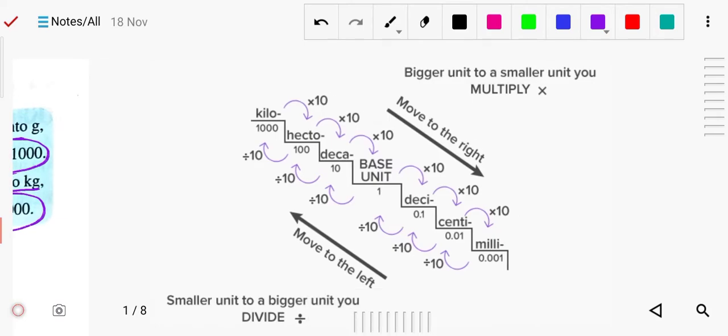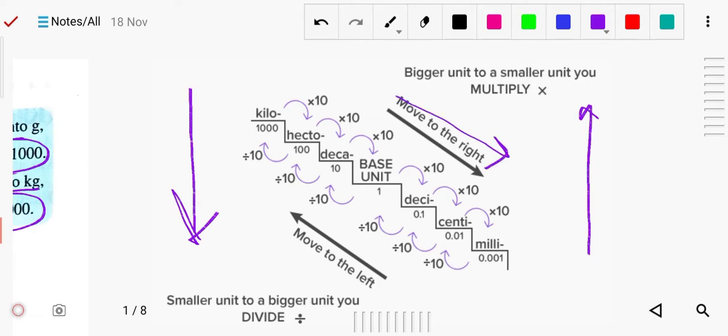When you are coming from up to down, means higher to lower, you multiply. On this side we are multiplying. If we are going from lower to higher, we are dividing. You can see this arrow also: coming from highest to lowest, bigger to smaller, we multiply. Smaller to bigger, we divide. And each step is a multiple of 10.